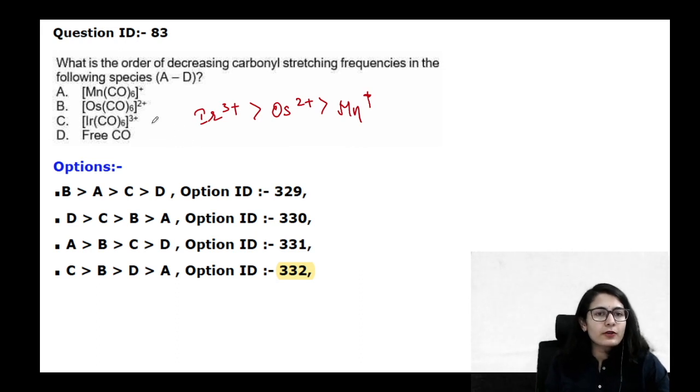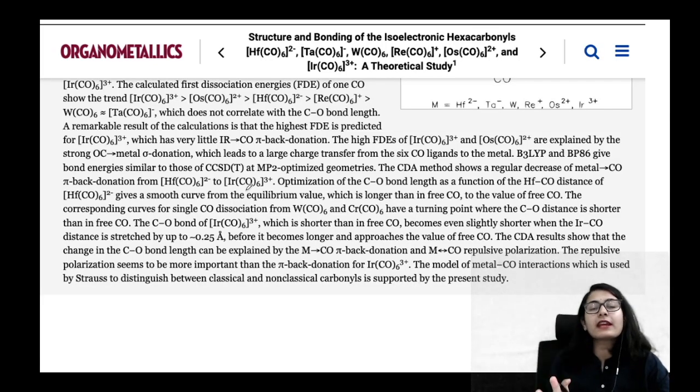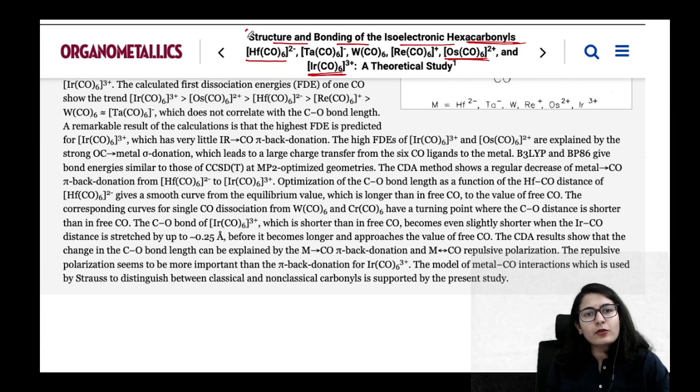That is not a problem, isoelectronic species. But what about the free carbonyl, guys? We need some reference for this. So we have the reference over here. Once again, I just visited scholar.google.com and I got a paper on the structure and bonding of isoelectronic hexacarbonyls. So what did I find? I found so many different molecules which are compared, and our question has these two. So let's see what is important. You can just study the whole paragraph, you can just visit this paper also. The title goes like this, and you see something over here.